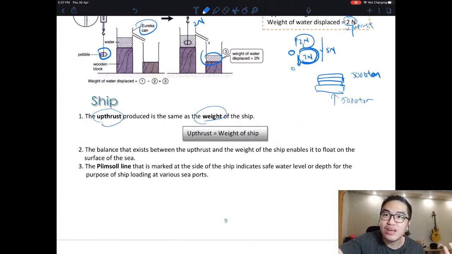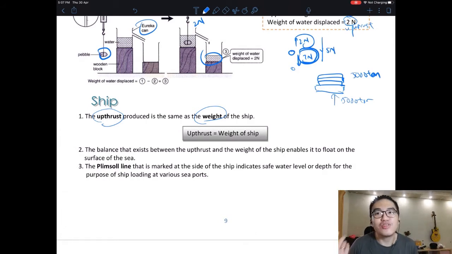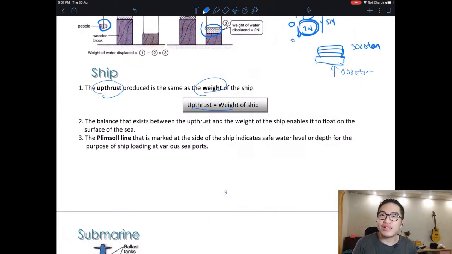So how do I do that? Of course, I make the base area as wide as possible. That's why you see the ship down there is very wide. I want to push away as much water as I can, so the water will push on me as much as it can, so that I can float. I hope this makes sense. So if my upthrust equals my weight, imagine this is a lift. You're standing in a lift.